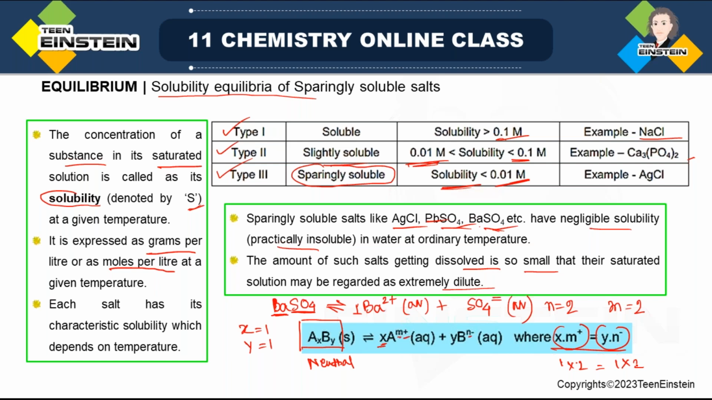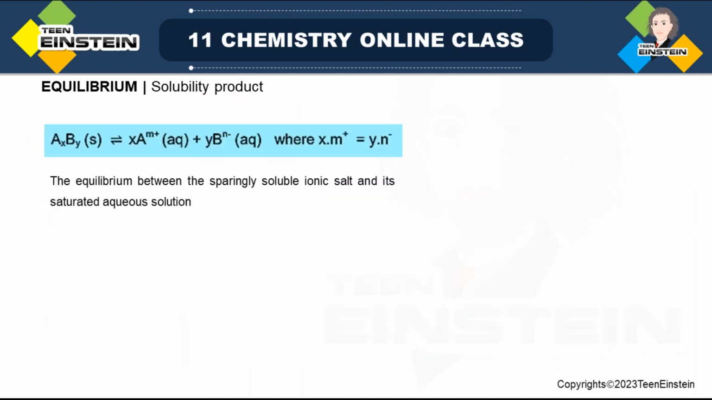x number of cation A will be produced carrying charge m plus. y number of B anion will be produced carrying the charge n minus. Now we will see the equilibrium, that is the K equilibrium we will derive. So the equilibrium between the sparingly soluble ionic salt and the saturated aqueous solution. In saturated aqueous solution, these cations and anions will be present.